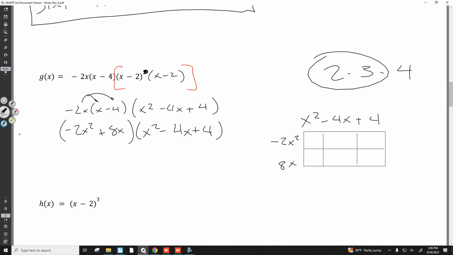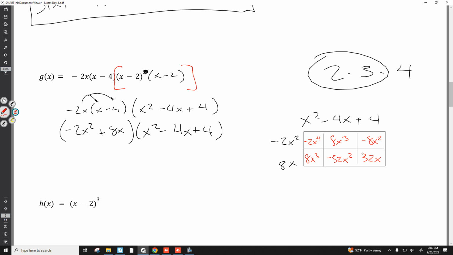I did not do this on the homework video. I really rushed through the homework. Multiplying, be careful. Negative 2x squared times negative 4x is positive 8x cubed. Negative 2x squared times positive 4 is negative 8x squared. Then I got 8x cubed. I got negative 32x squared. And I got positive 32x's.